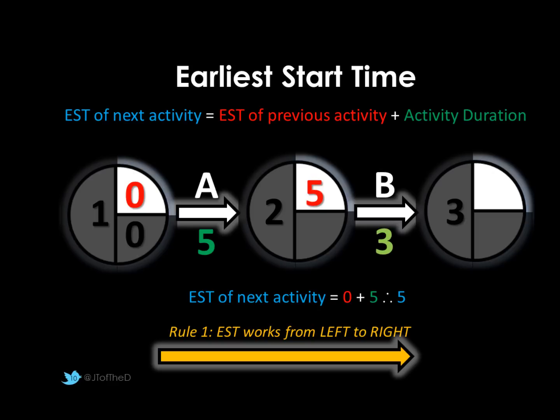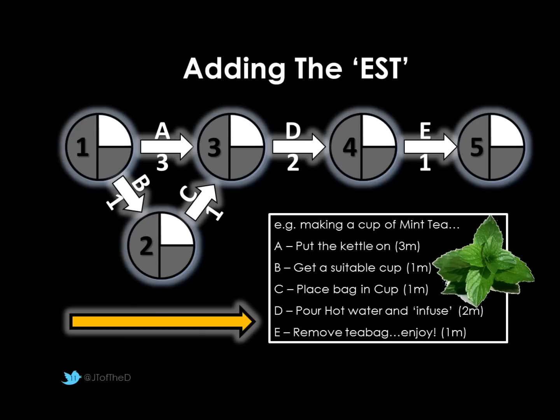Same again for B. So to work out the earliest start time in node 3, 5 was the previous earliest start time of node 2, plus the 3, which obviously gives us 8. So we're just adding up as we go along. Now our first golden rule is the earliest start time works from left to right. So let's put this into our example.